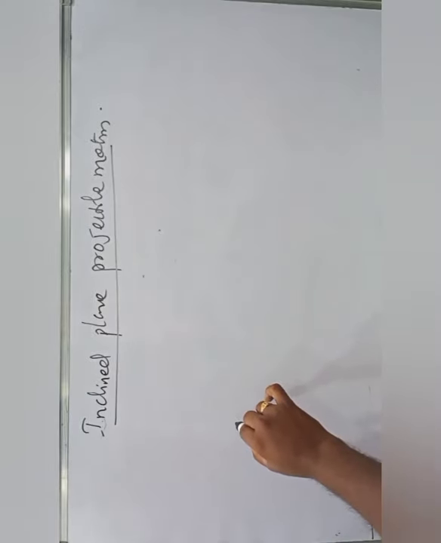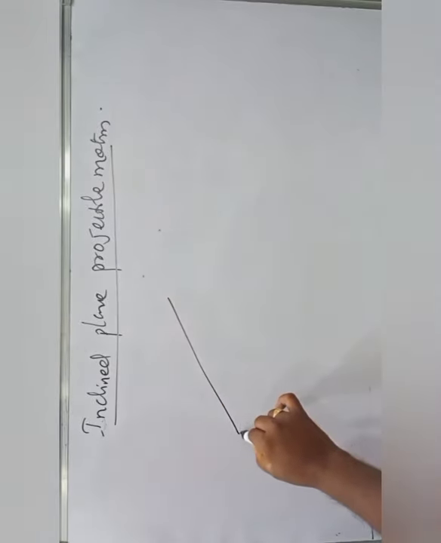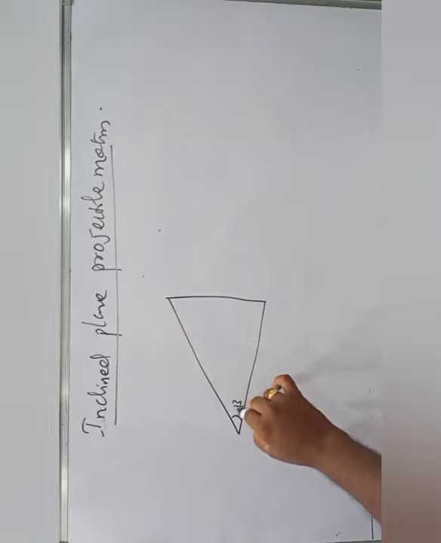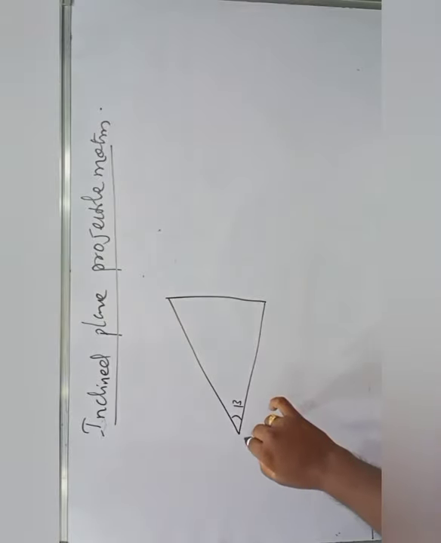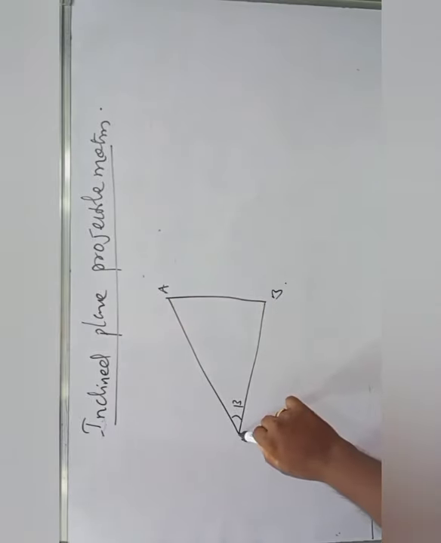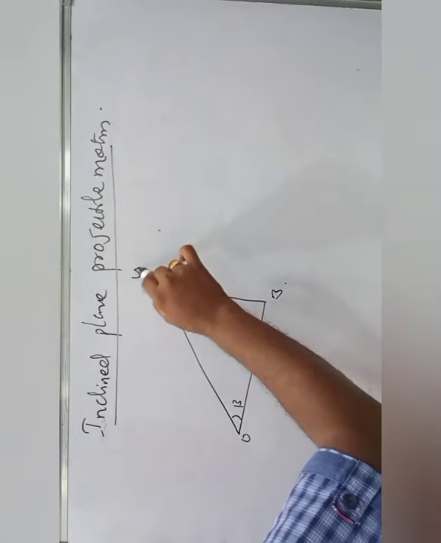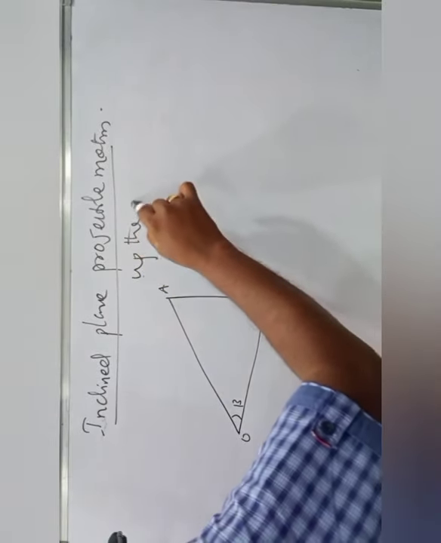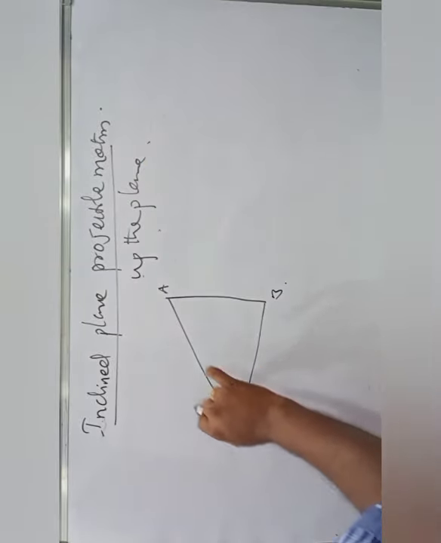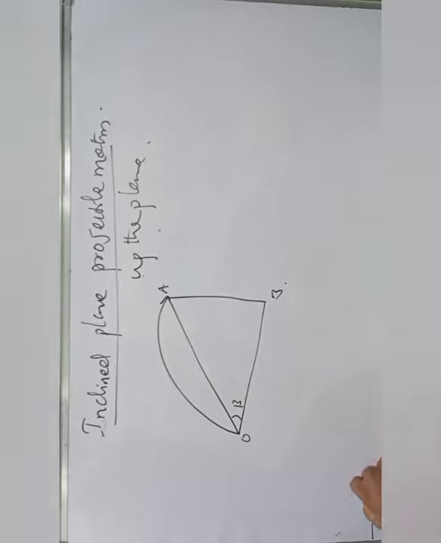Let the angle of inclination be beta. Now the projectile is projected from the bottom of the inclined plane, then finally reaching the top of the inclined plane.